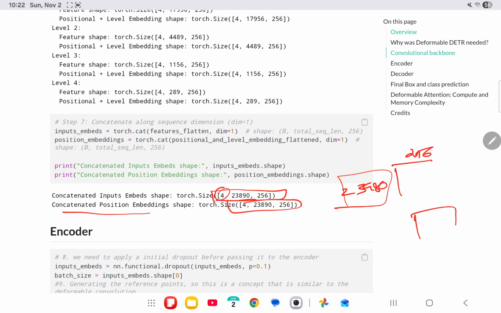So the next thing is how the encoder carefully attends. So these many queries are there, so we cannot do a full self attention. So next we will discuss how the deformable attention is happening and helping in solving this computational expense problem.